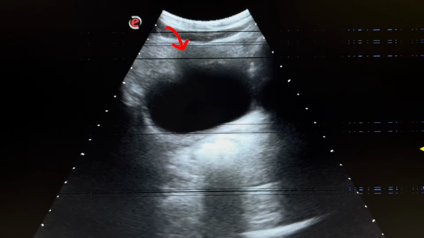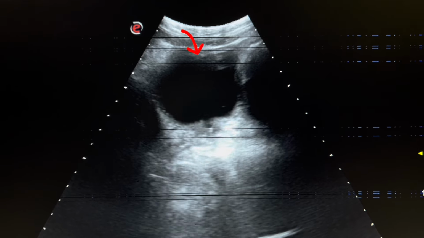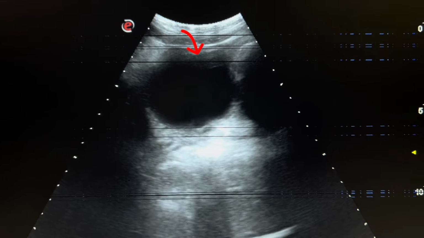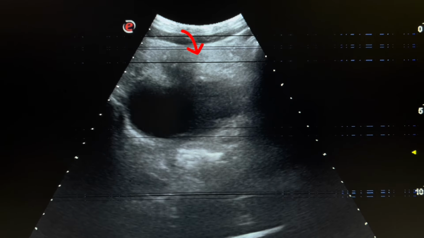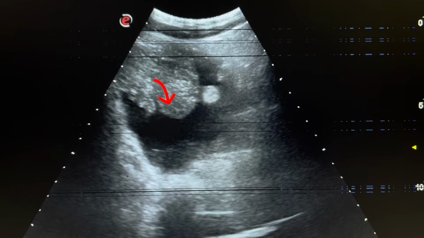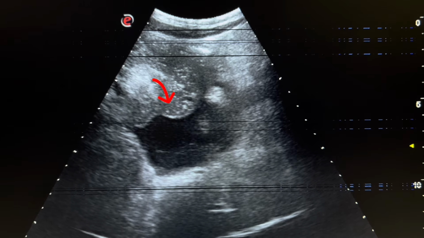Now we will scan the pelvis. This is the urinary bladder, which is full. Here we see free fluid in the pelvis.